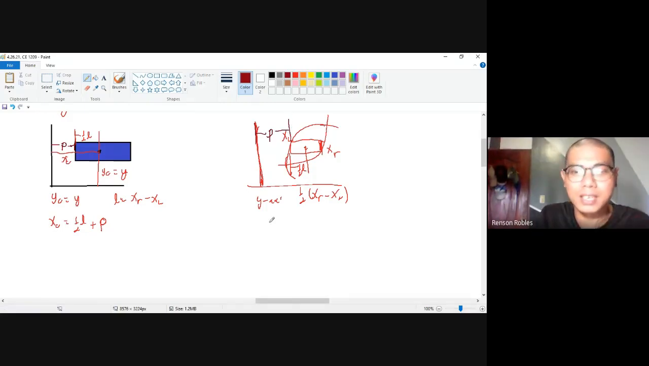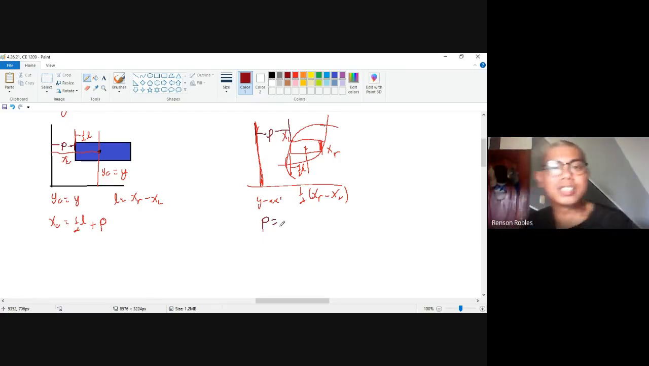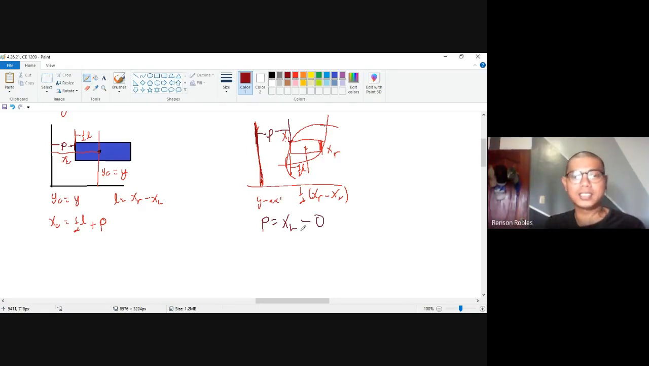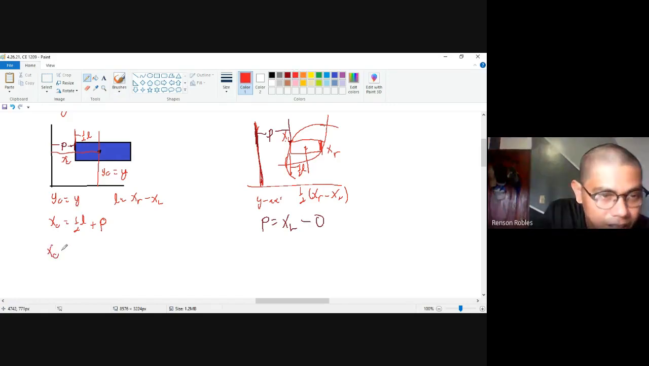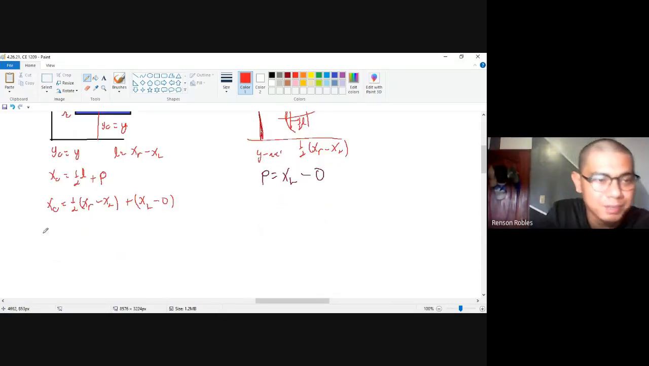So how do you write that P? Tignan nyo kung saan siya nakatama. It's touching here. So what is that? That's X left minus, what is this? Y-axis po. And what is the equation of the Y-axis? 0. Ibig sabihin, your XC now is equal to 1/2 X right minus X left plus P where P is X left minus 0. Okay? And then we simplify.